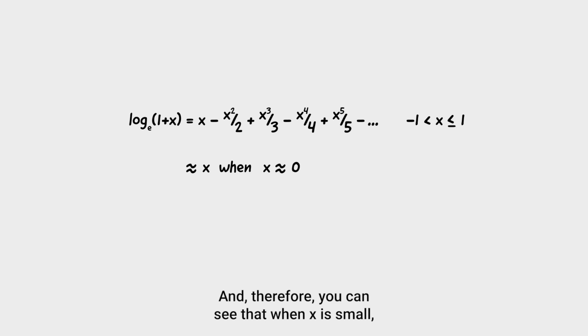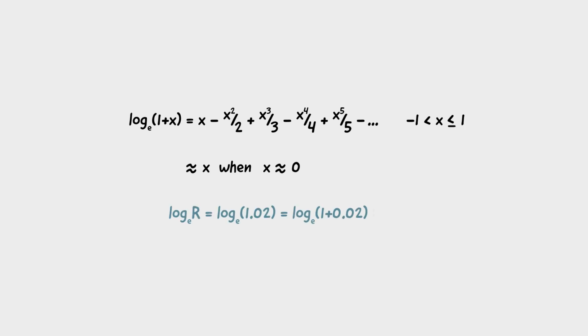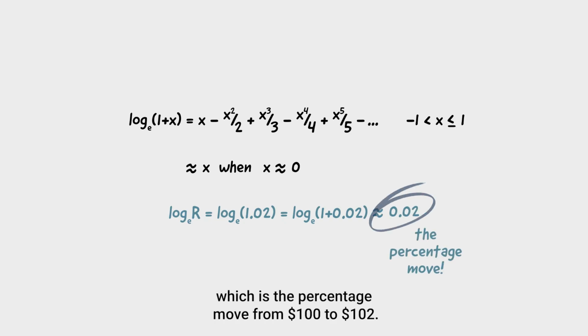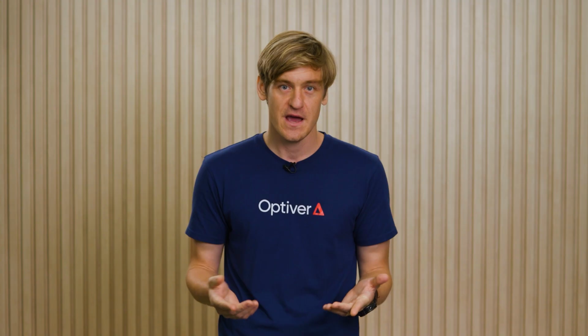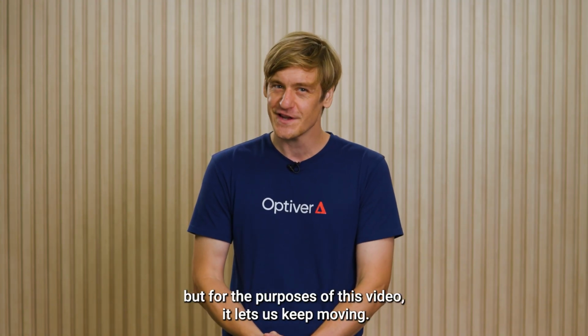And therefore, you can see that when x is small, the log of 1 plus x is pretty close to x. As such, when the stock goes from 100 to 102, the log return is just the log of 1.02. But this is going to be pretty close to 0.02, which is the percentage move from 100 to 102. Therefore, it can help intuitively to think of log returns as being the same as percentage moves. This is not exact, as we used a linear approximation, but for the purposes of this video, it lets us keep moving.